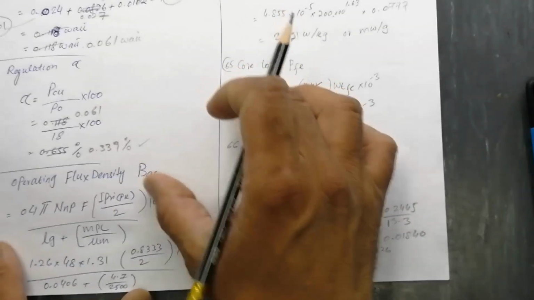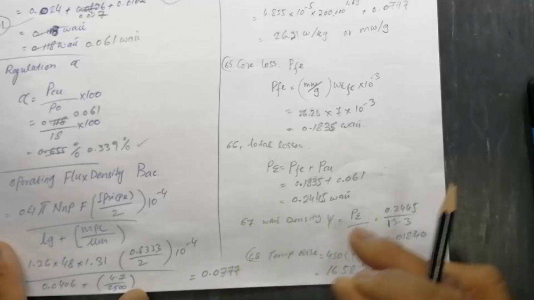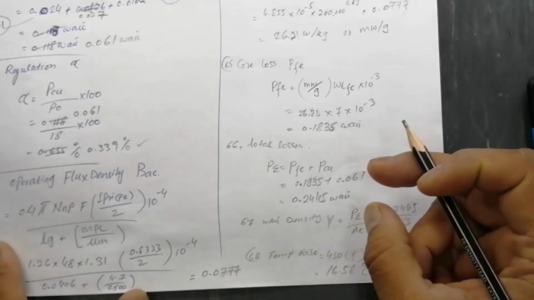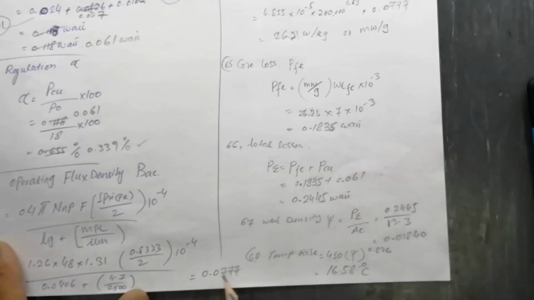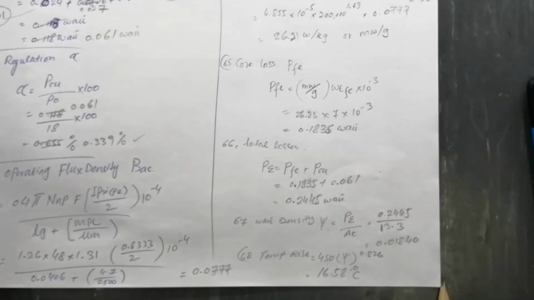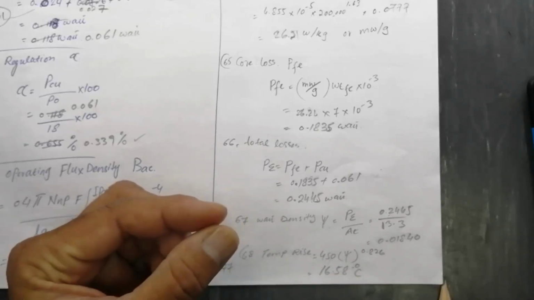So all our calculations are within range, but if we decrease this flux density by increasing the gap length, then this temperature will decrease and our transformer will work more safely. If this temperature rise reaches up to 30 degrees centigrade, that is acceptable. But we can decrease the temperature more by increasing a small amount of gap length.